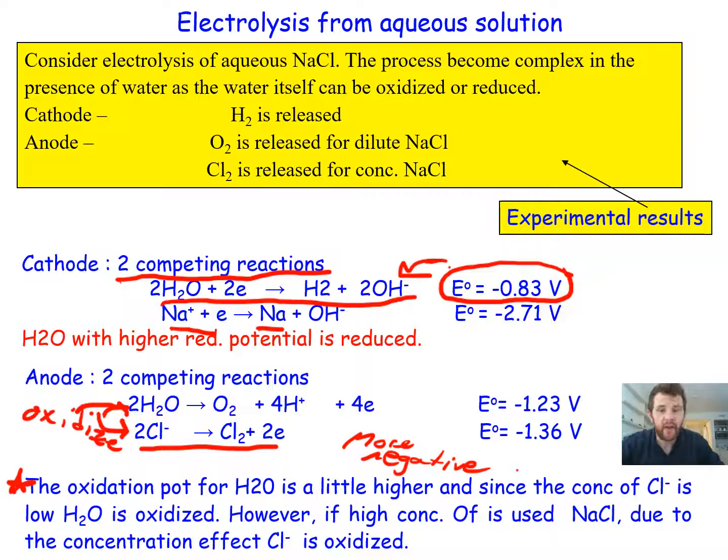And then the same thing happens here, where you're having two options. You can either reduce the chlorine, or you can oxidize.